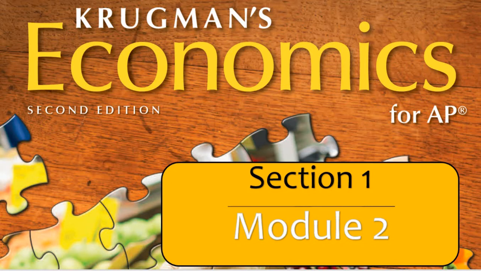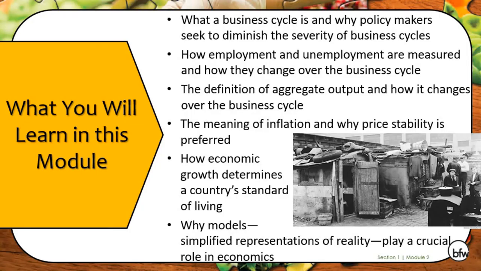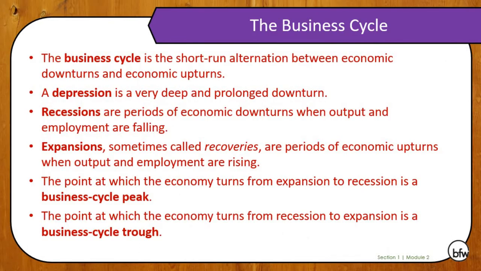In this module, we are going to be discussing some pretty interesting stuff. We're going to talk about basically what a business cycle is and why policymakers seek to diminish the severity of business cycles. We're going to talk about how employment and unemployment are measured and how they change over the business cycle. We're going to talk about the definition of aggregate output and all this other fun stuff that you guys will see. Now, this is a lot of stuff, so you might have to pause it and write down the information as we go through it.